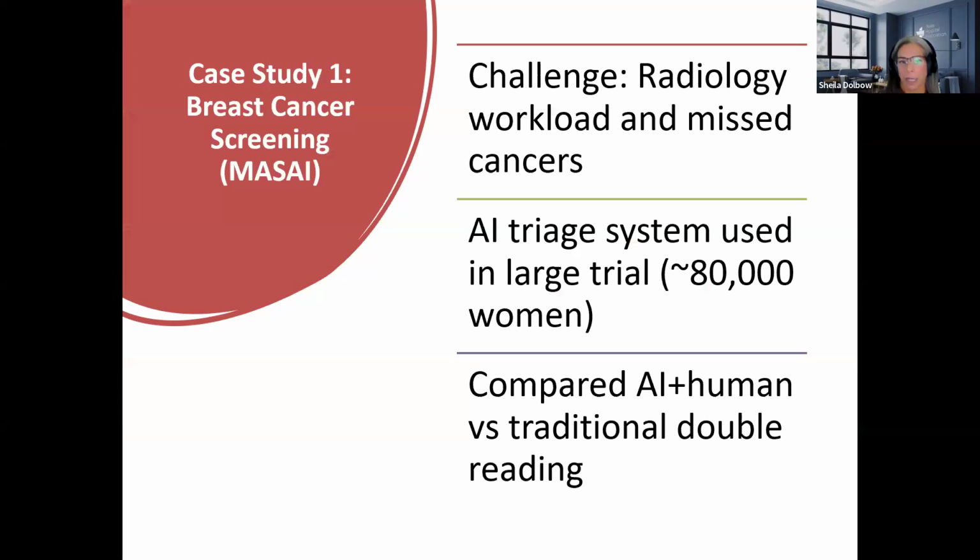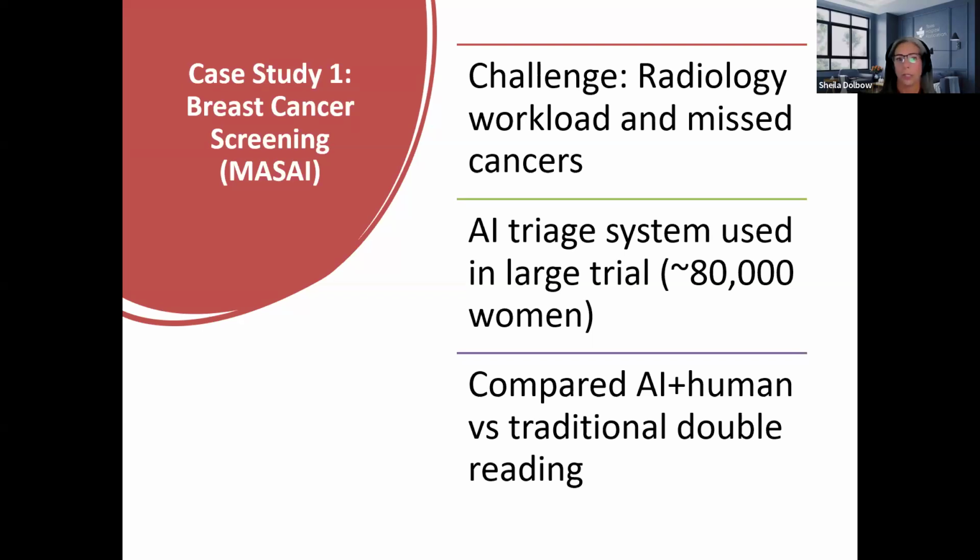So the first case study involved breast cancer screening, and there was a high rate of radiology workload and missed cancers. Again, going back to having to have multiple people view scans to make sure that one person didn't miss a diagnosis or miss something on a radiology film. And it's kind of that checks and balances. And what they did is they utilized an AI triage system in a very large trial. You're talking more than 80,000 women.